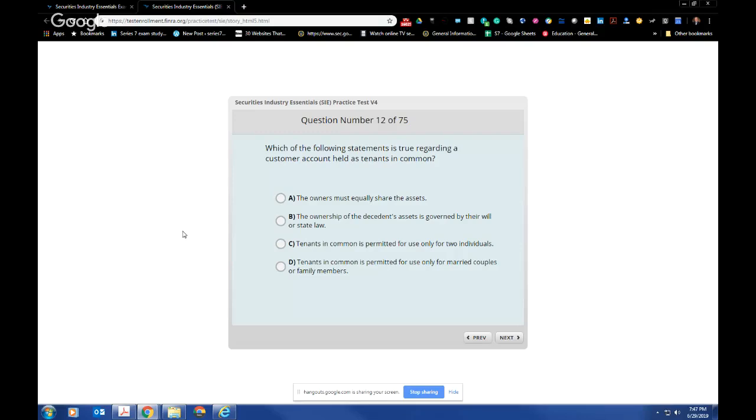The ownership of a decedent's assets is governed by their will. So basically, I have 60 grand in my account. You have the other 40. I die, it goes to my estate, and the will or the state law decides where my money goes after that. But as far as you're concerned, it goes to the heirs. So the answer is B as in boy.